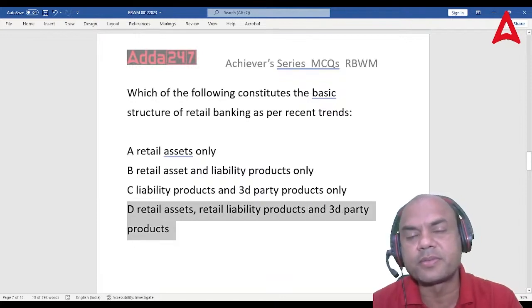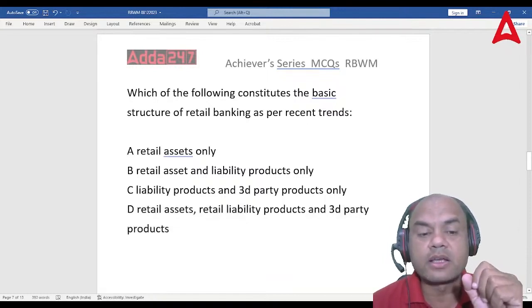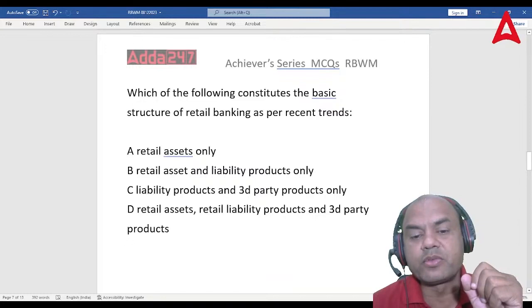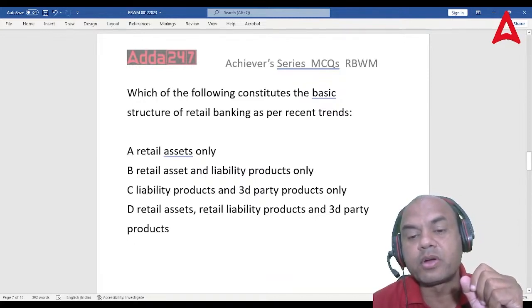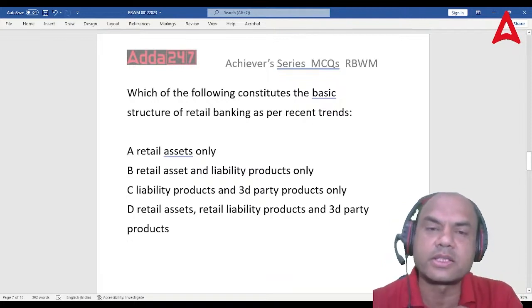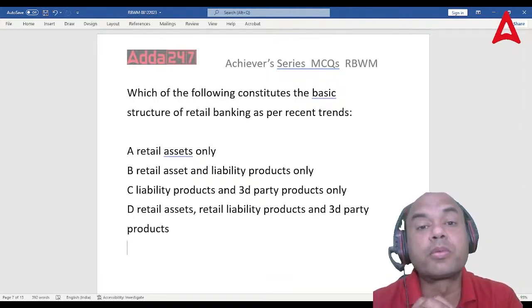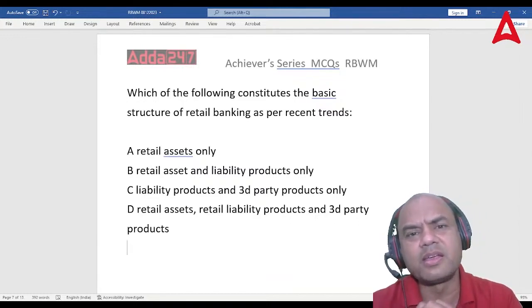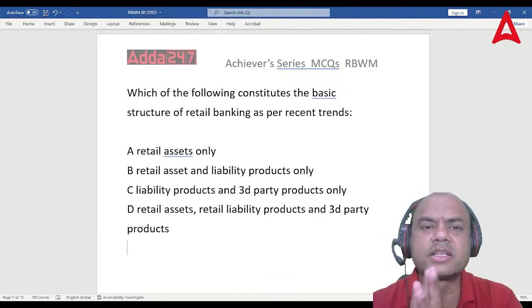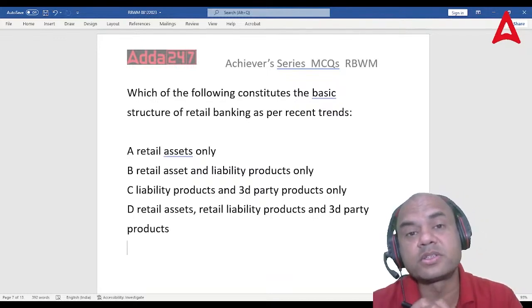What is retail asset? Asset is a loan for the bank. So, loans are the assets for the bank. Liability means what? Deposit, saving, current, FD. And third party means what? This third party means those products like insurance, mutual fund, or broking accounts. There are many. There are factoring. There are others as well. So there are certain credit cards of other banks.